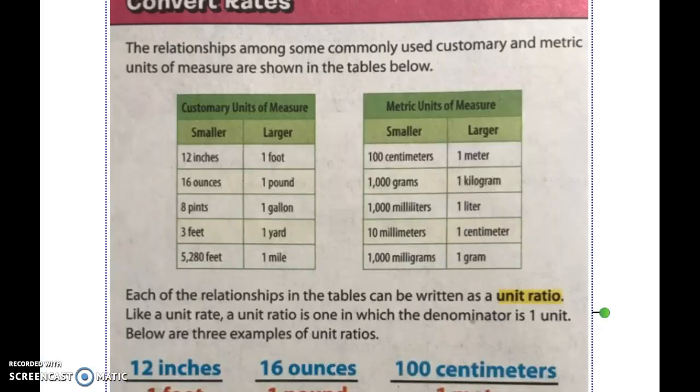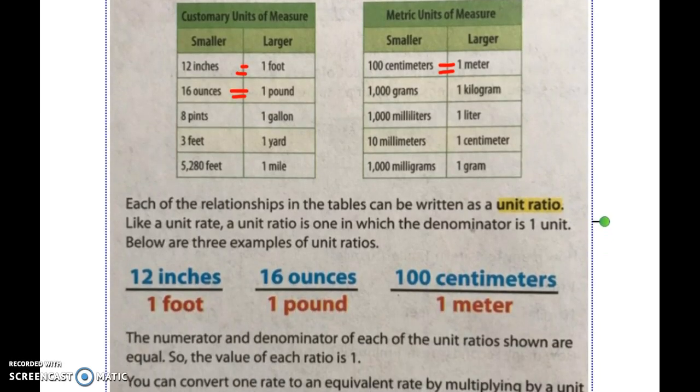All right, so the first thing we're going to look at are some common units of measure. So these are all things that you guys know. Like 12 inches is equal to 1 foot. 16 ounces is equal to 1 pound. These things are all equal. Okay, 100 centimeters is equal to 1 meter. And we're going to use that relationship to convert between our units as we work through these problems.